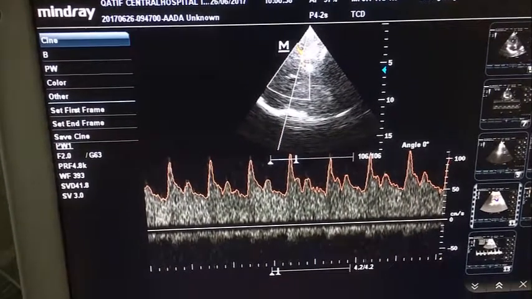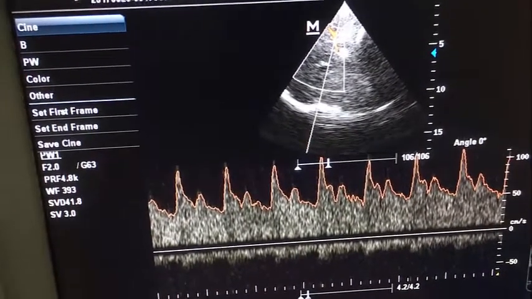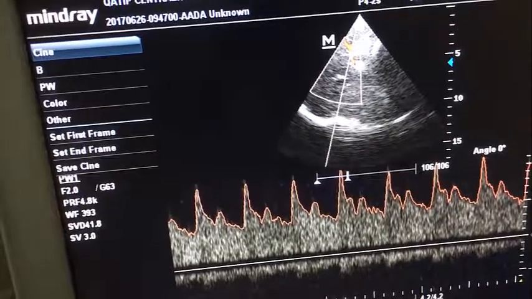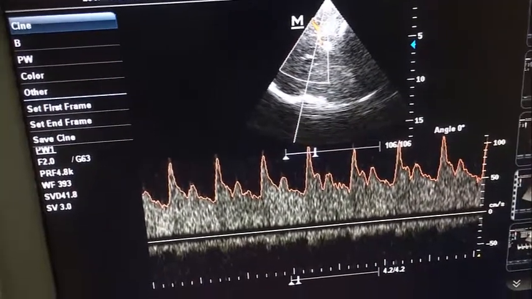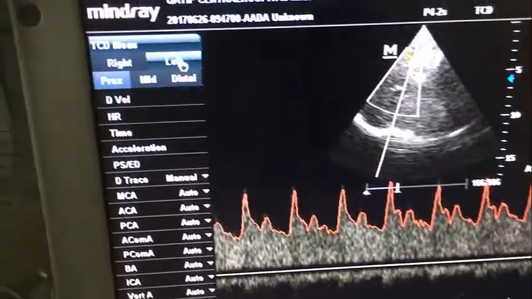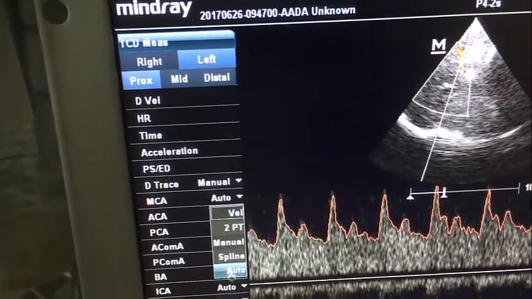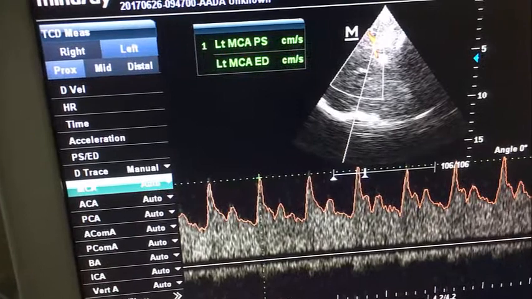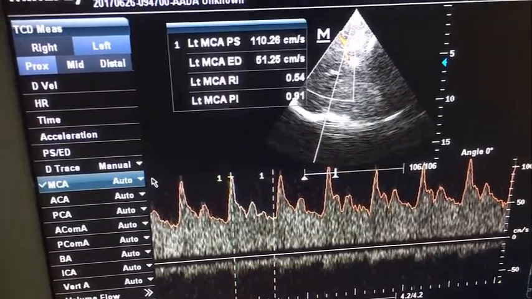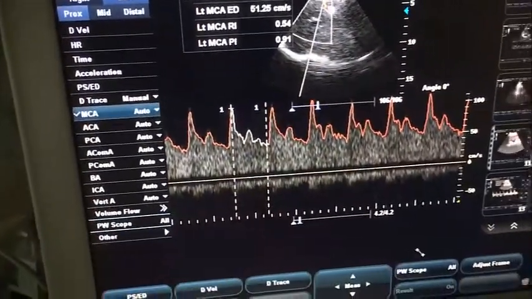This is a pulsed wave Doppler of the left middle cerebral artery. Yesterday it was 1, the pulsatility index, which denotes the perfusion, the quality of cerebral circulation as a low resistance circulation. This is the left middle cerebral artery. I will make it auto. I will measure. This is the peak systole. This is the end of the diastole. Okay, it is 0.91, it's improving, definite improving compared to yesterday.